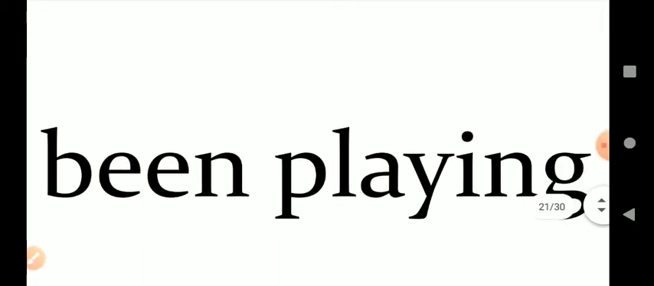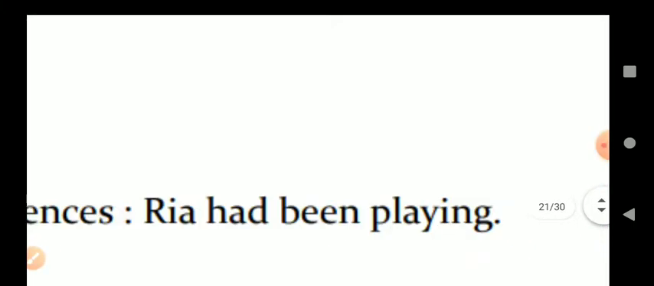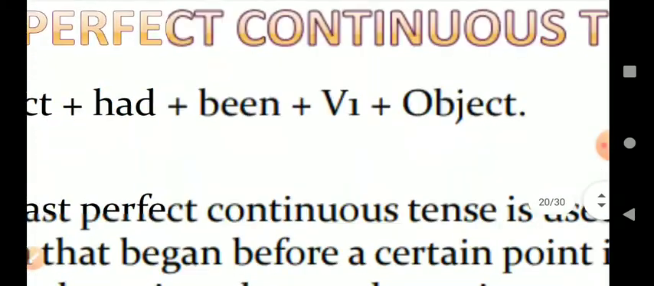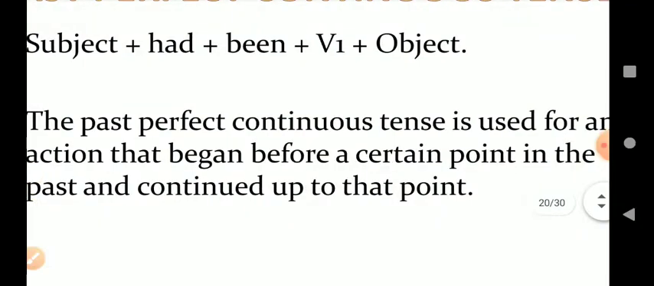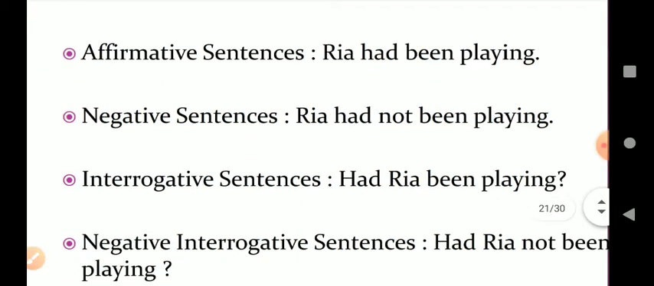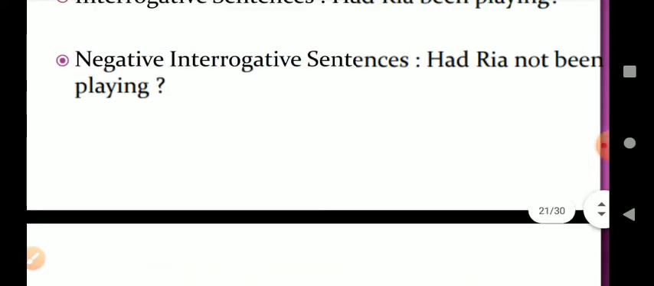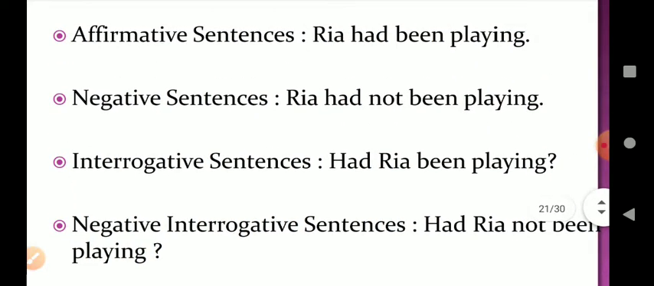Don't be confused with this V1. This V1 is wrong. It should be V4, V1 plus ing. And you're seeing examples: Ria had been playing, Ria had not been playing. So many examples are here. You can pause this video and you can see these examples.